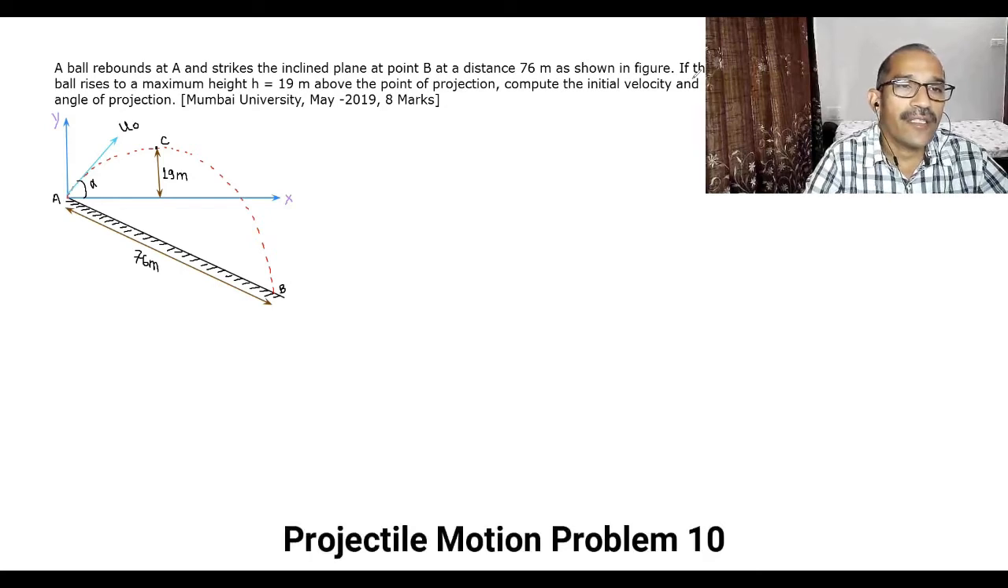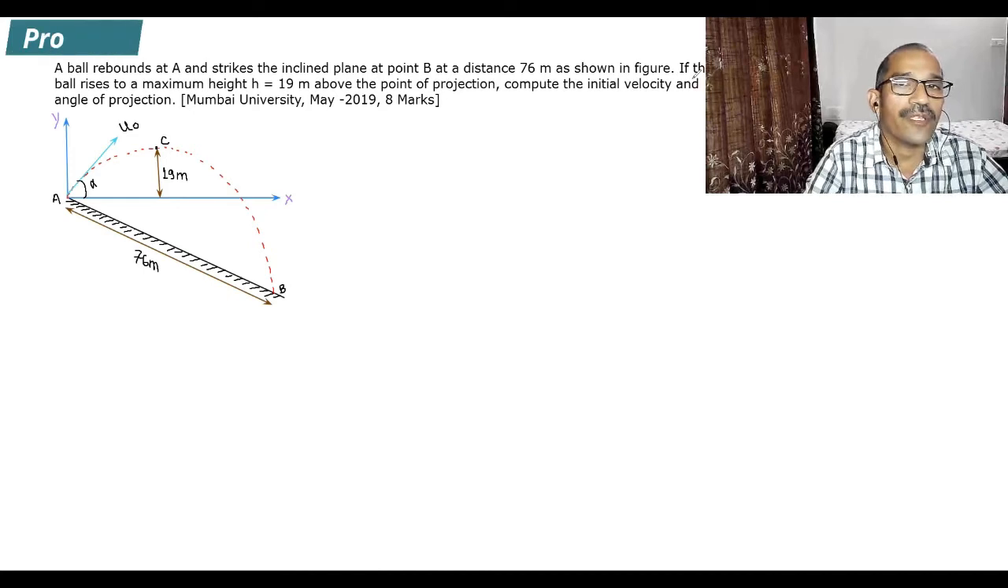If the ball rises to a maximum height of 19 meter above the point of projection, compute the initial velocity and angle of projection. This problem was asked in the Mumbai University exam in May 19 for 8 marks.